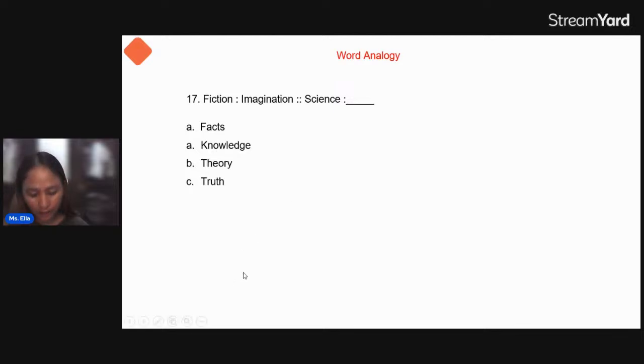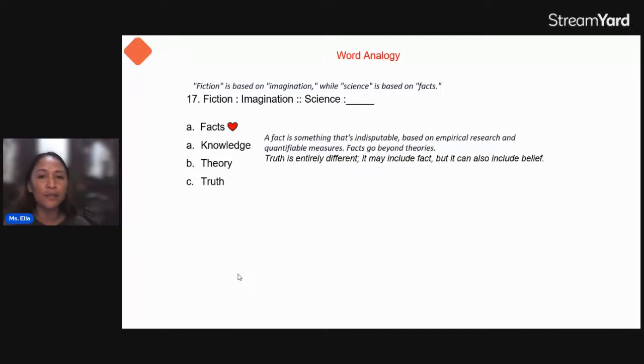Okay, so the correct answer for number 17 is facts. Why facts? Fiction is based on imagination, while science is based on facts. Now, what's the difference between facts and theory? A fact is something that's indisputable. Why? Because it is based on empirical research and there is evidence that could support that fact, right?